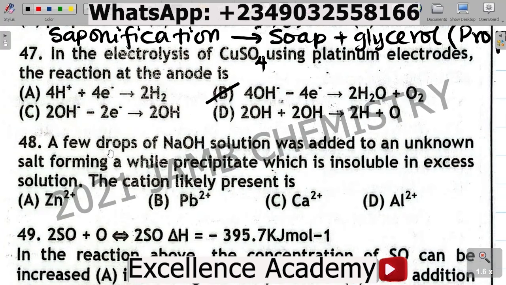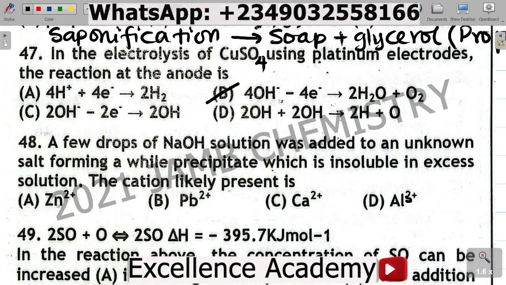Next up, question number 48. 48 says a few drops of sodium hydroxide solution was added to an unknown salt, forming a white precipitate which is insoluble in excess solution. The cation likely present is A, Zn2+, B, Pb2+, C, calcium ion, D, aluminium ion. Of course, aluminium ion is supposed to be Al3+, so correct the 3+. All right, so which of these is the correct answer?